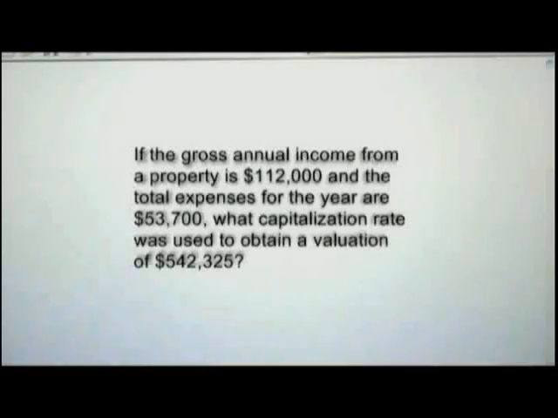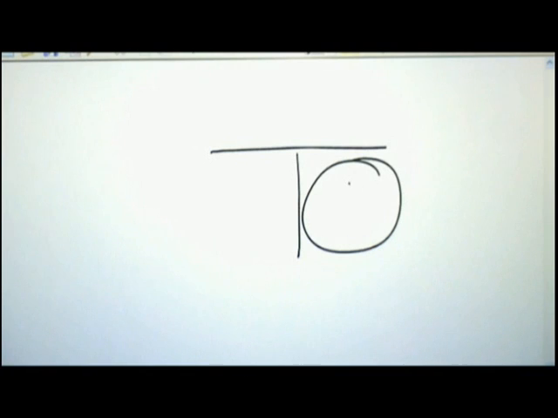If the gross annual income from a property is $112,000 and the total expenses for the year are $53,700, what capitalization rate was used to obtain a valuation of $542,325? So I'm looking for my cap rate. I know the value of the building is $542,325.